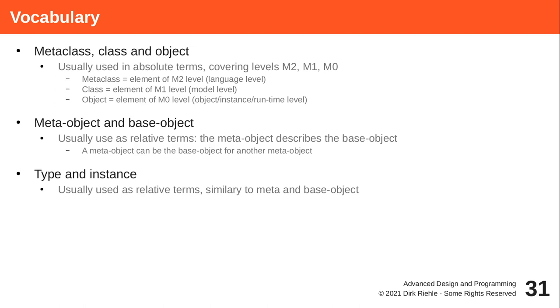So again, meta object and base object, that's the same as type object and instance object. These are relative terms defining the roles in relation to each other. And this role relationship is usually that for a given instance object, you can find its type object, and for a given type object, you can go to the instances of it.